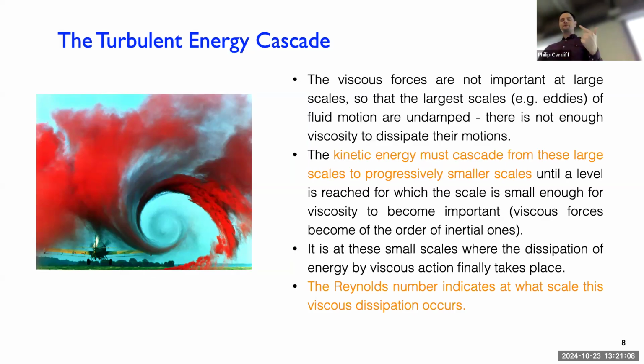So the Reynolds number, another interpretation is it gives an indication of the scale at which this viscous dissipation happens. So the higher the Reynolds number, the smaller these small eddies are, where they dissipate and turn into heat.